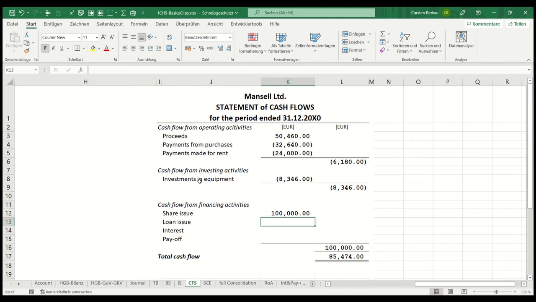The next one is the bank loan, which has been issued by the bank, and that means it has been paid into the company's bank account to the extent of 40,000. Interest is negative 1,700 as the company pays it. The same applies for the payoff. The total cash flow is 121,774, exactly the same amount as we derived from the cash bank account.